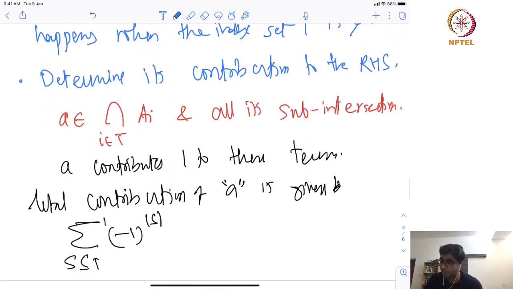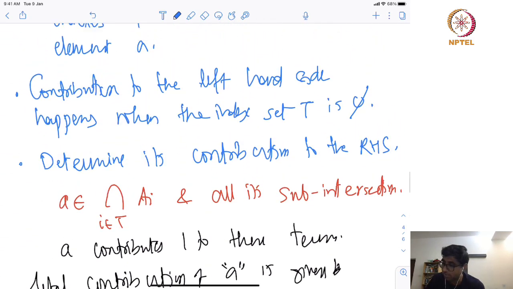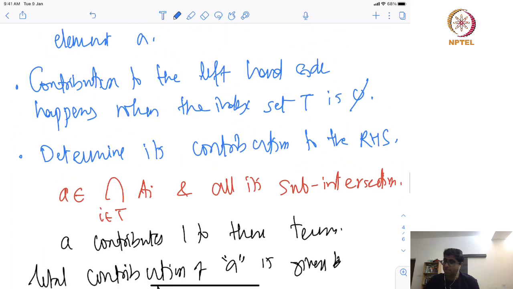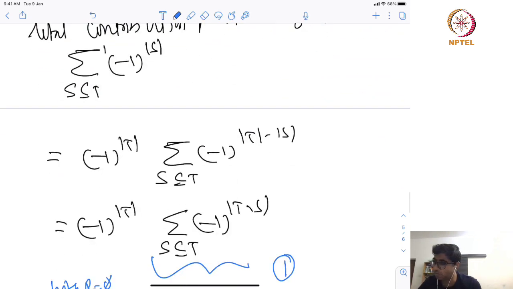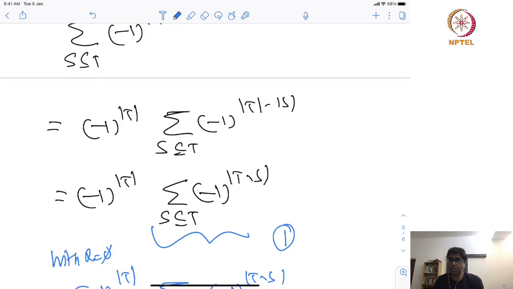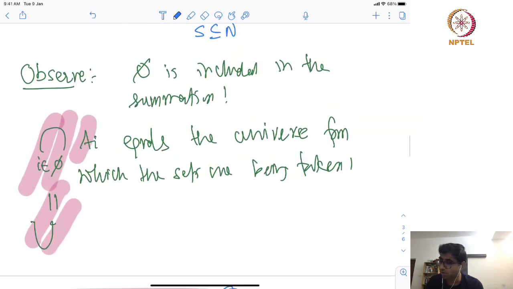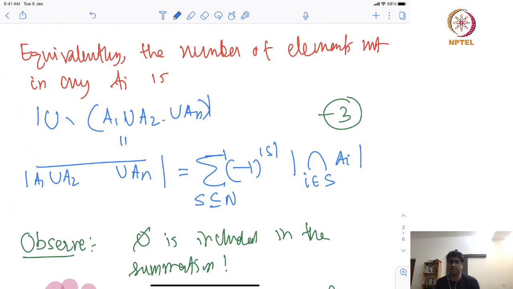So basically, to derive this, we used 1 with R equal to phi. So what did we learn? We learned that an element A's contribution to the right hand side is 1 if and only if the index set T is empty. If index set T is non-empty, then A contributes 0 to the right hand side. So we have picked up an element and shown that its contribution to both sides is equal. And if we have shown that its contribution to both sides is equal, then we have shown the equivalence theorem.